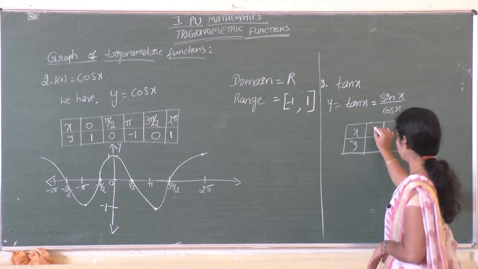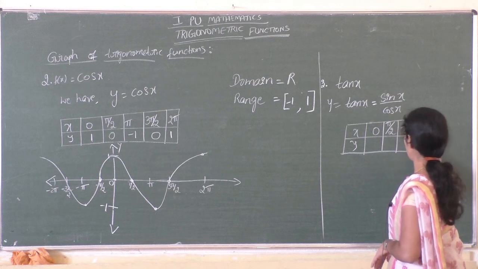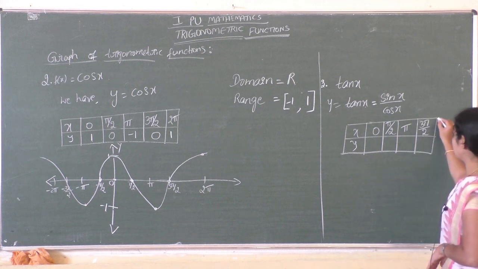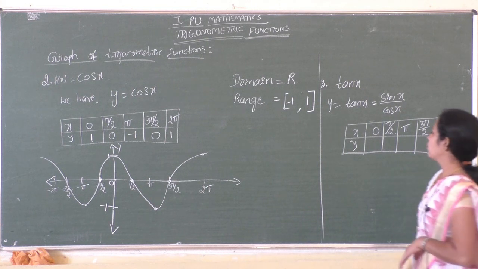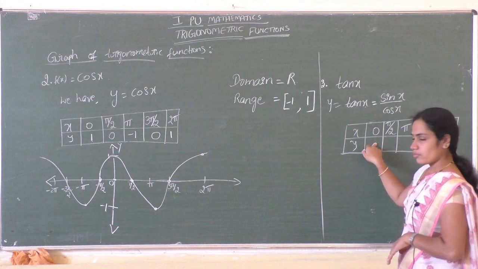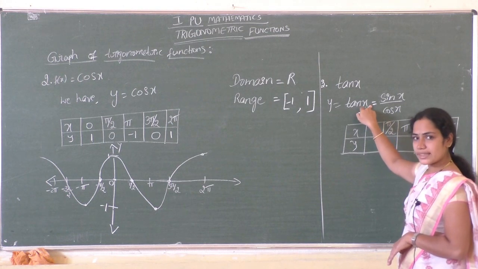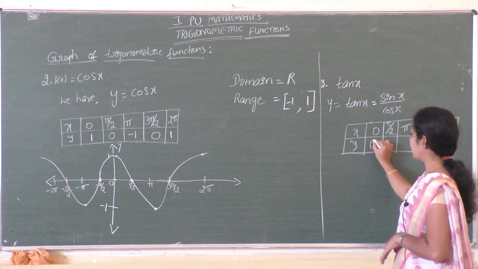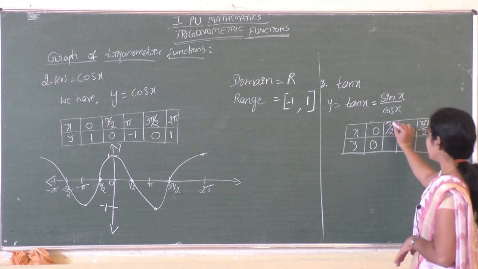X and y value 0, first quadrant 0 to pi by 2, pi by 2 to pi second quadrant, pi to 3 pi by 2 third quadrant, then 3 pi by 2 to 2 pi, that is the fourth quadrant. Now let us write the values. What is the value of tan 0? Sin 0 is 0. 0 by any value, that is 0. Tan 0 is 0.